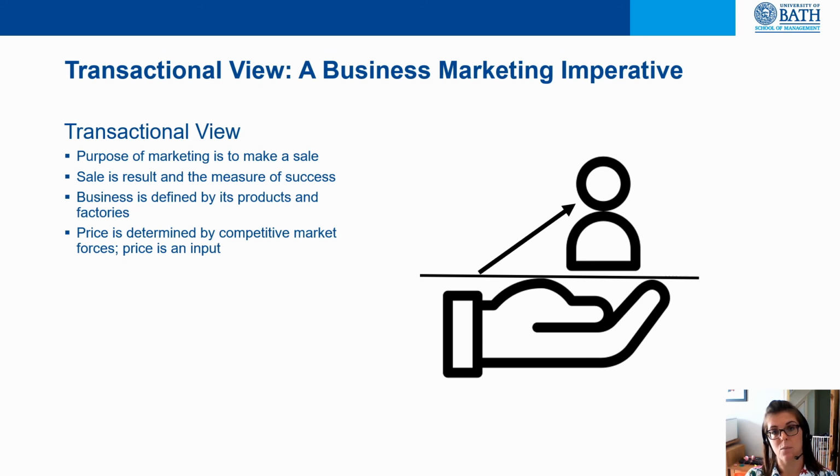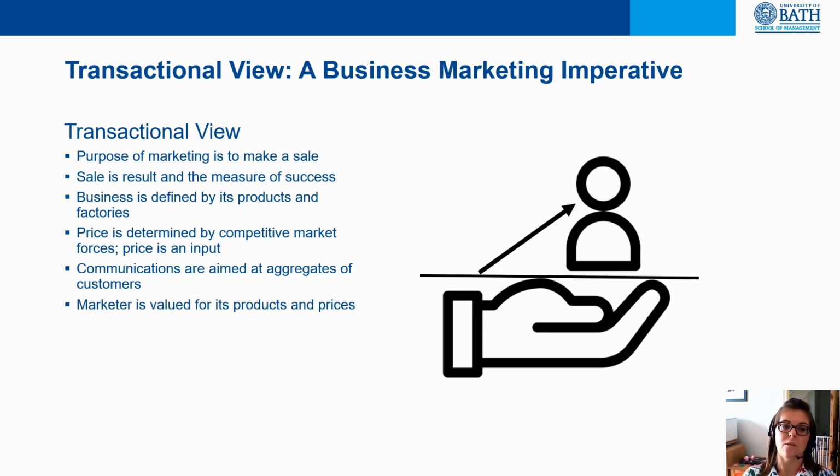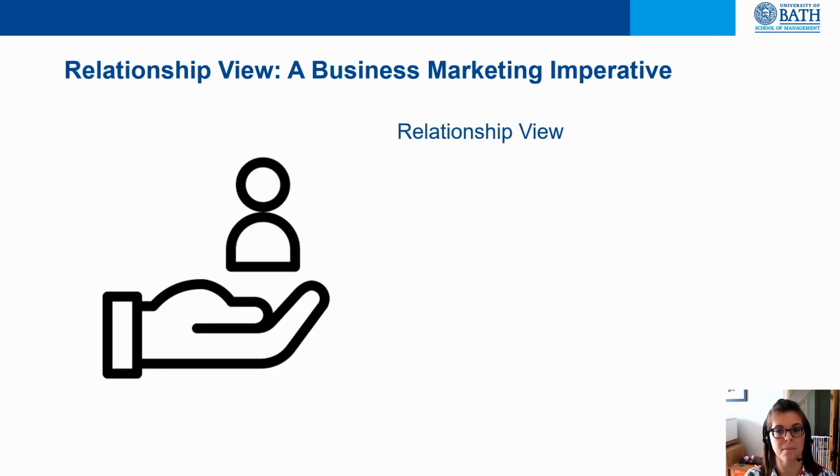So price is an input. If it gets too high, customers won't buy it, because there's no expectation from the company beyond having that product in your hand. The value is in the transaction, not in the ongoing relationship or the product itself. The communications are aimed at aggregates of customers, so they're more about mass appeal rather than segmentation, targeting, and positioning. The marketer is valued for its products and its prices, nothing more. The objective is just to find the next sale, the next consumer. Sell. Once someone has a product, move on. Buy, sell, move on.